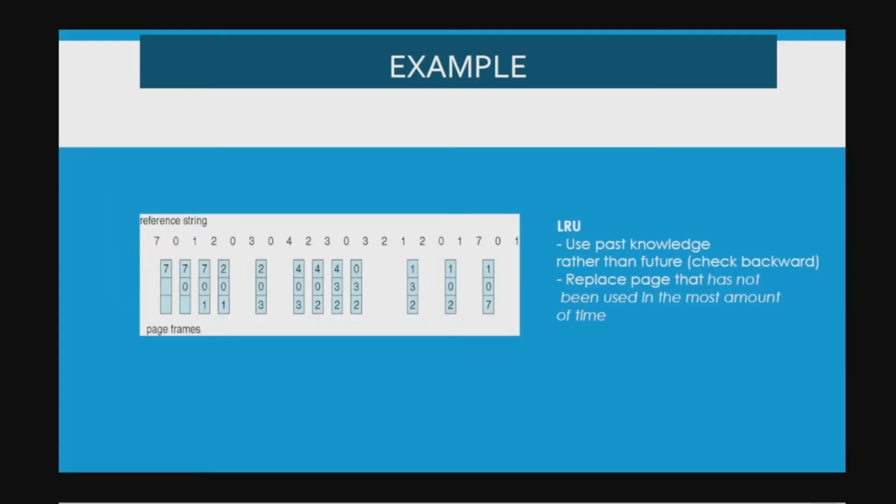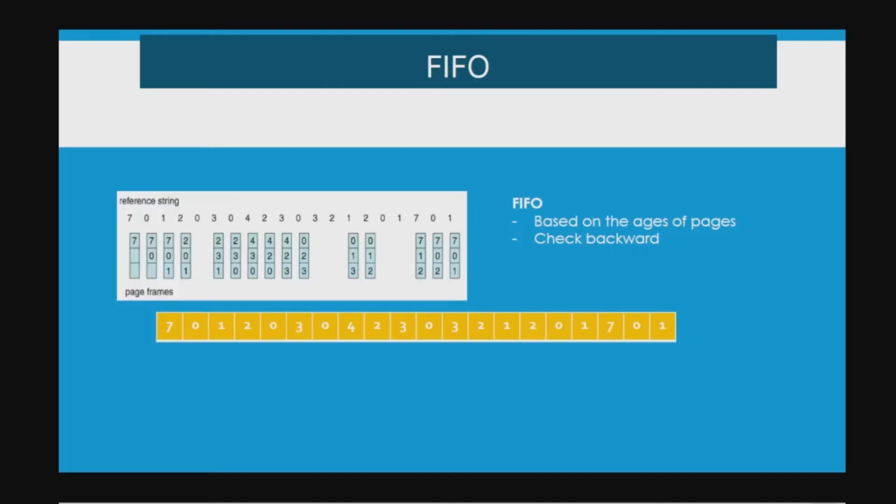And the third one is LRU. Under LRU, we use past knowledge. Belady's Optimal uses the future; LRU uses the past knowledge rather than the future. So it checks backward, quite similar to FIFO, and then replaces the page that has not been used for the most amount of time. Quite similar. Let's look at the first algorithm, which is FIFO.